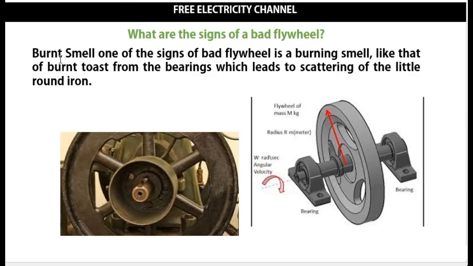I said a burnt smell. One of the signs of a bad flywheel is a burning smell, like that of burnt toast, from a bearing, which leads to scattering of the little round irons inside the bearings, because the bearings have little irons inside. So when they scatter, that is when the flywheel tends to be faulty.